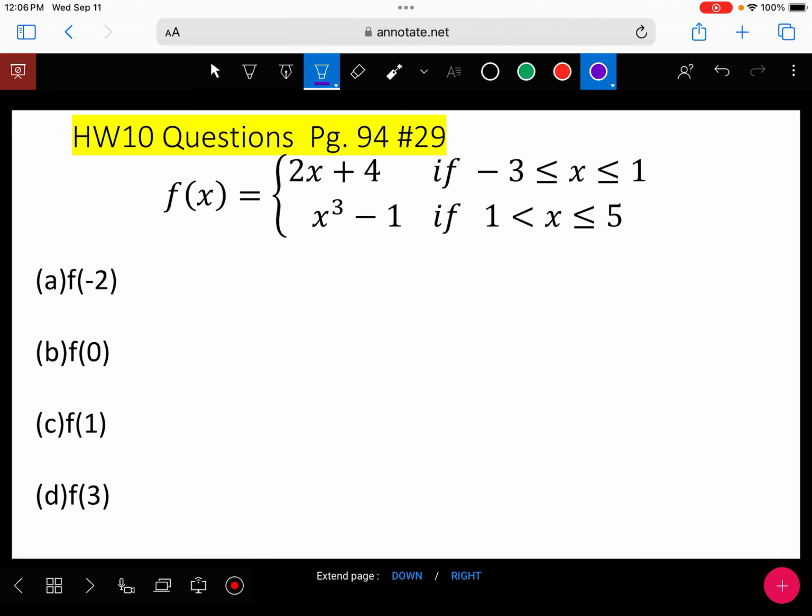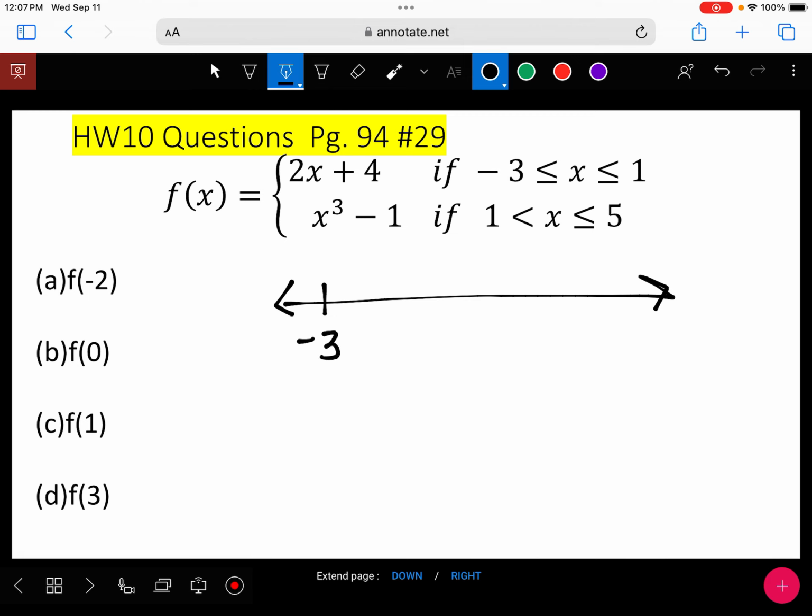Okay, so let's see. I think that one should be easy. I don't think we need to do number 29 because we just talked about that one. Basically, for number 29, if you draw a number line, if you have a number between -3 and 1, then we're going to use 2x plus 4.